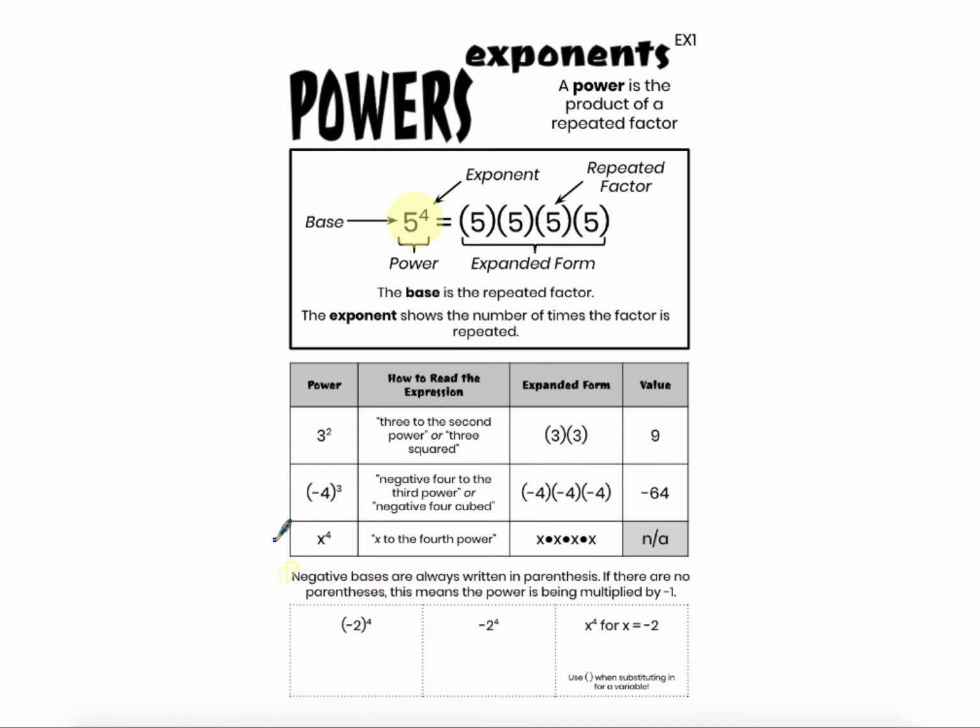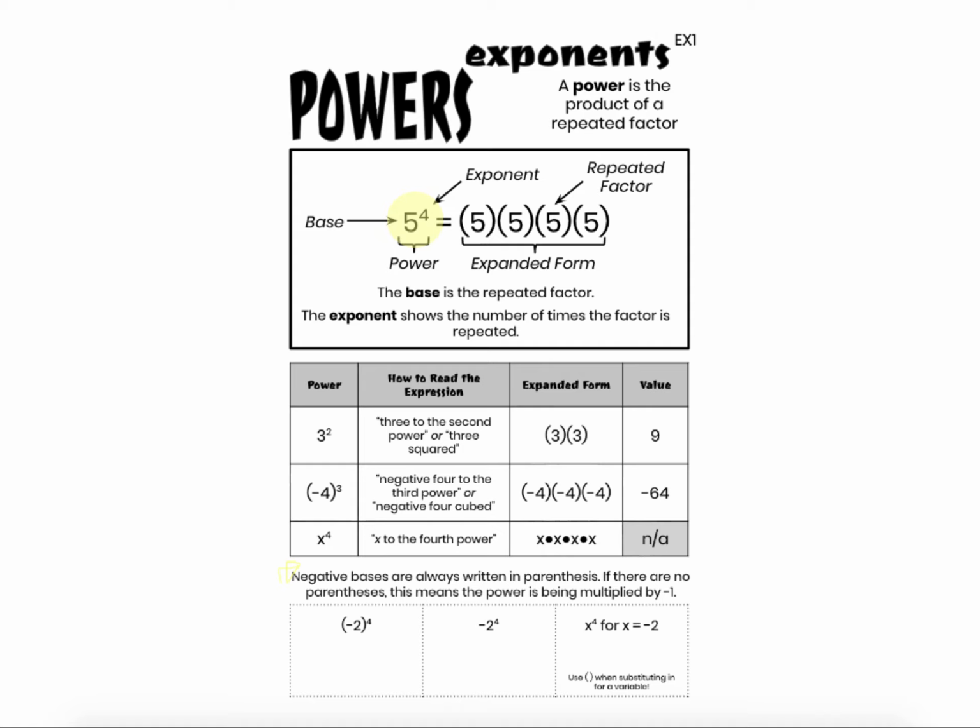Third example, we have the power x to the 4th. This is a base of x and an exponent of 4. So we have x multiplied by itself 4 times. X times x times x times x. We stop at expanded form. Since we're not given a value of x, we cannot find a value of x to the 4th. So if we have a variable, then we cannot write a value unless we are given a particular value for that variable, like right here.